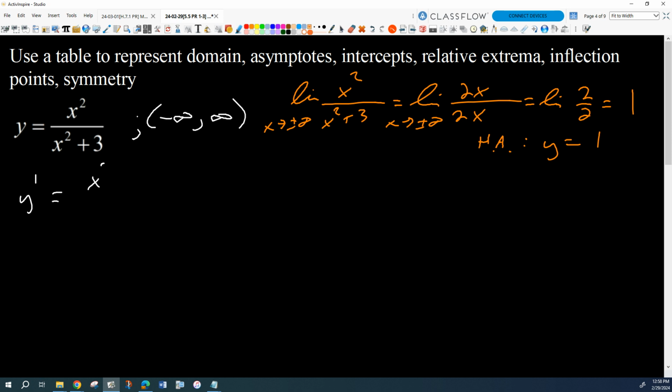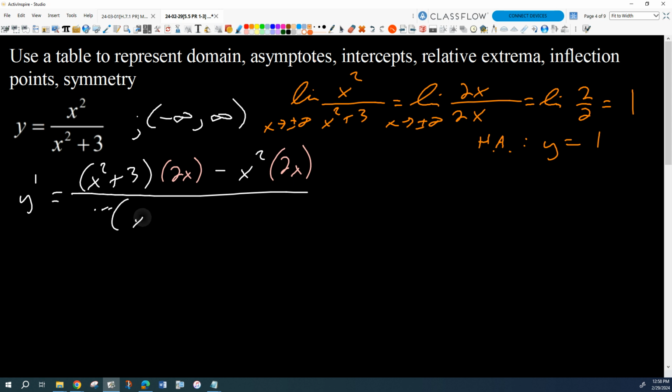Low times 2x minus 2x or x squared times 2x over x squared plus 3 quantity squared. There you go. That was very smart of you. Okay, so that's going to give us 6x over quantity x squared plus 3 squared, right?